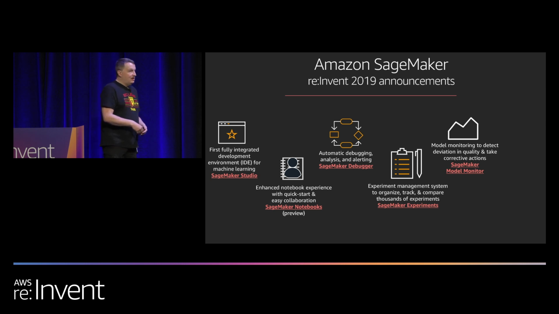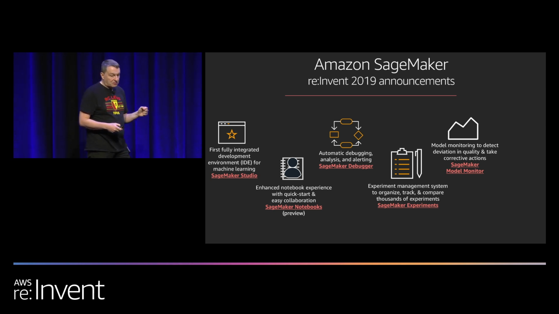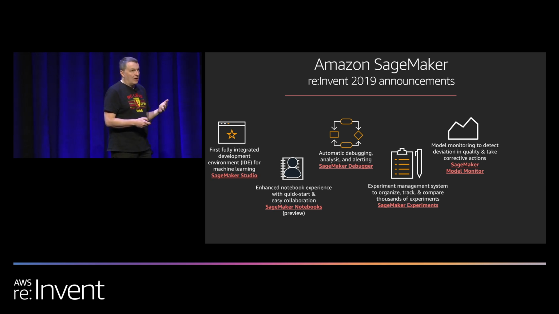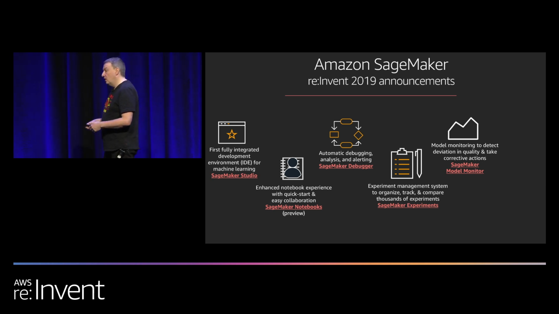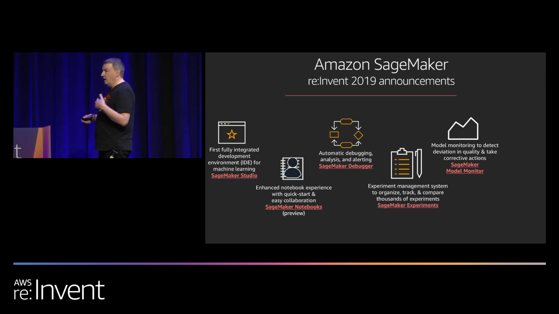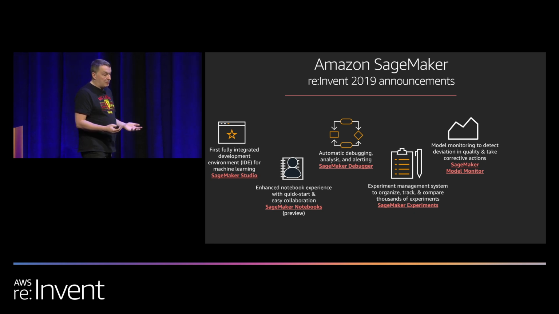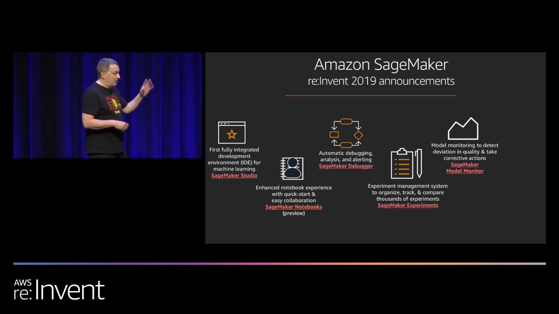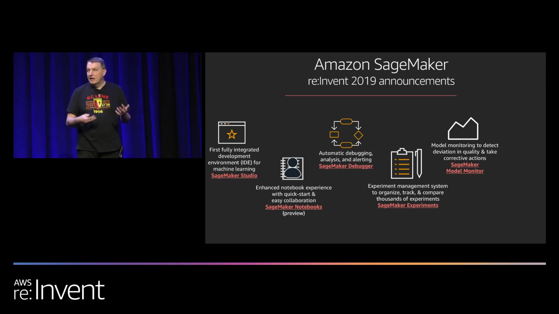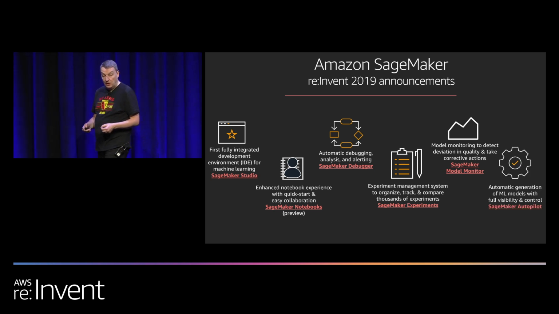Model Monitor is exactly what the name says. It's a simple way to monitor your endpoints in production. So you can enable data capture automatically. And then you can just, using again the SDK, look at the data that was captured, compare it to a baseline that you had already designed, and find problems like data drift or data quality issues, etc. So again, really, really cool service.